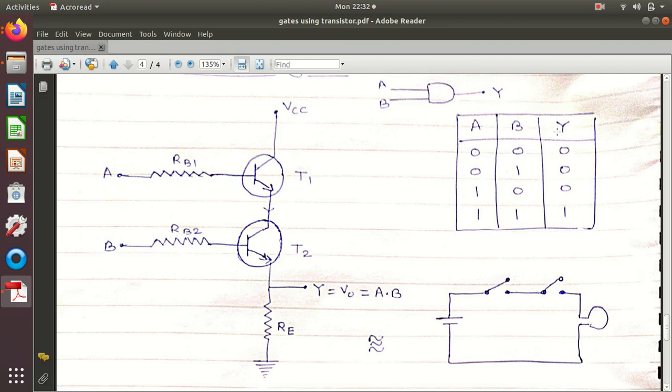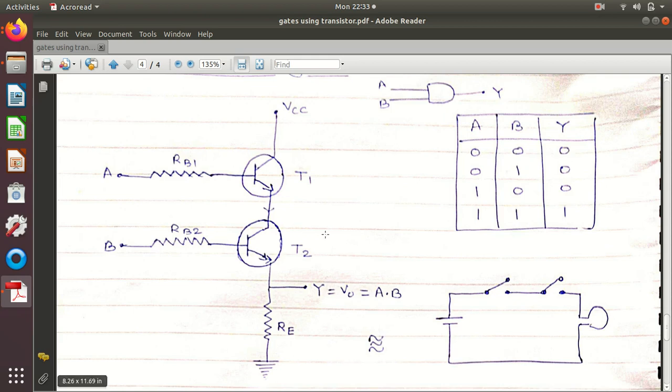How? The output of the AND gate will be high, that is, it will be 1, only if both of the inputs are 1. Output will be 1 when both inputs are 1. In other cases, if any one of the inputs is 0, then the output will be 0. We will get the high state only when all inputs are high. This is the truth table of the AND gate.